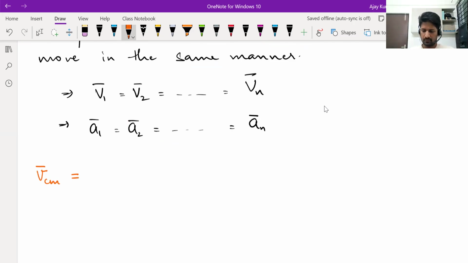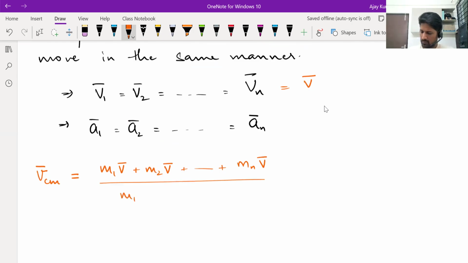So summation mi vi by total mass. Correct. So it becomes m1 v1 plus m2 v2, I am representing all their velocities with v, okay, the common velocity that they all have, so on up to mn vn divided by m1 plus m2 plus so on up to mn.